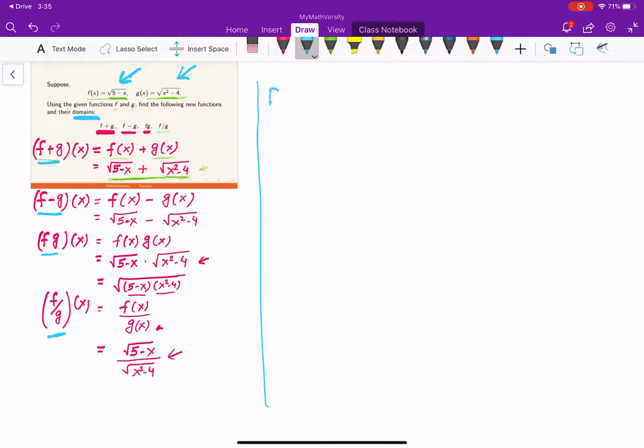First of all, I want to find the domain of the function f. How do I find the domain of f? What is the function f given over here? We have the square root of 5 minus x, right?